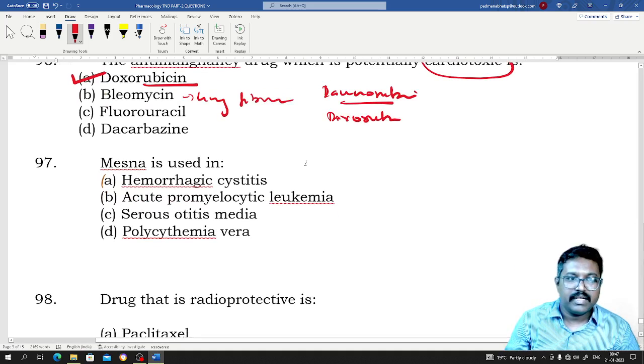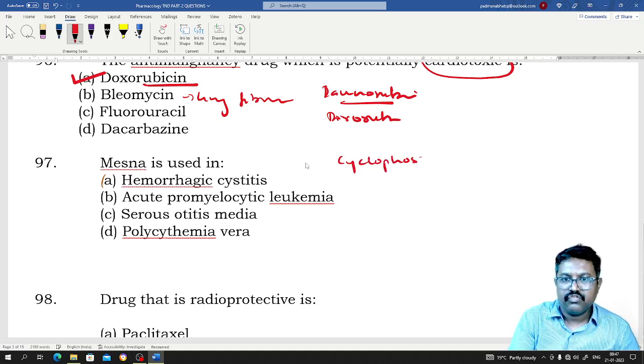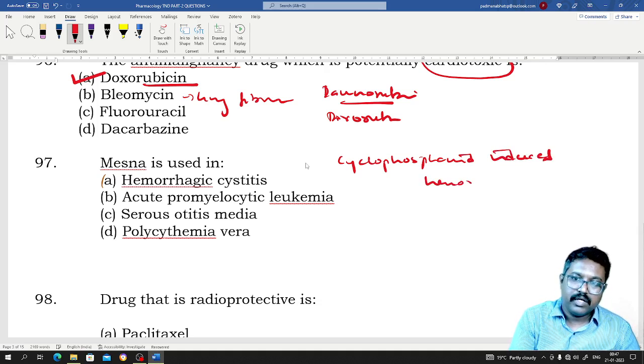So coming on to the 97th MCQ, that is the Mesna. Where do we use Mesna? Mesna is used for treatment of cyclophosphamide induced hemorrhagic cystitis. So Mesna is an antidote for hemorrhagic cystitis. You can prevent the hemorrhagic cystitis.